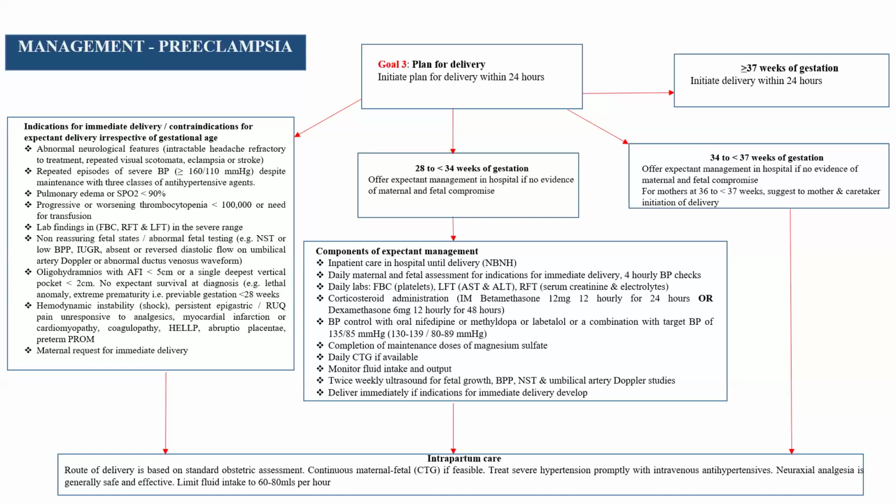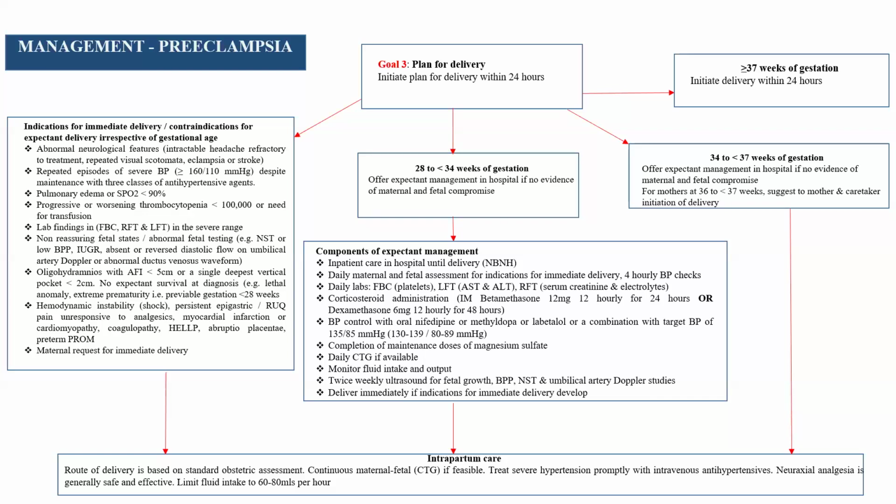But if the pregnancy is an early preterm, from pre-viable states at 28 weeks to less than 34 weeks gestation, you offer the components of expectant management to the patient. These patients have to be managed inpatient, no home, strictly. So a daily maternal and fetal assessment for indications for immediate delivery, 4-hourly BP checks are necessary. You do your daily labs, full blood counts, as usual. You're looking at the platelets, LFT, your transaminases, renal function tests, your serum creatinine and electrolytes. Then you administer corticosteroid for fetal lung maturation, either betamethasone or dexamethasone.